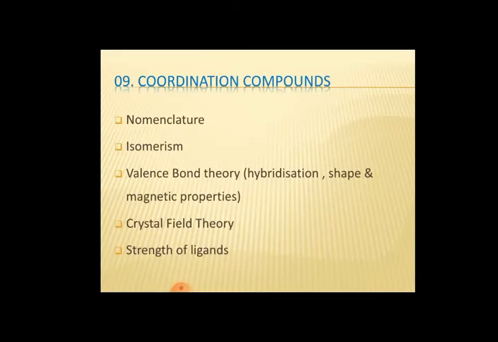In this coordination compounds chapter, the nomenclature of complex compounds, then the isomerism concept. Under VBT, valence bond theory, the hybridization, shape and magnetic properties are important. Then crystal field theory and the strength of ligands are important.